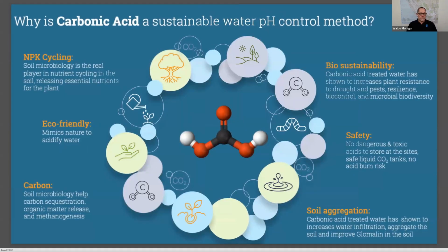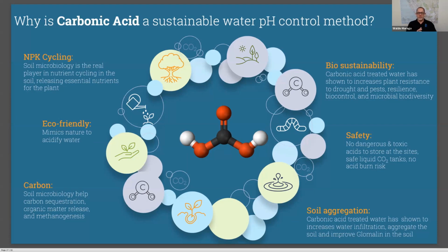And just to finish, the presentation is like this: everything that I have said is why carbonic acid is a sustainable water pH control method. So we have a lot of different options. It's biosustainable, so it's exactly what nature is doing.